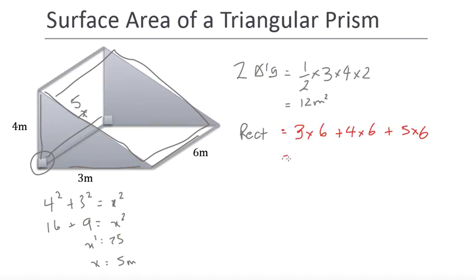So there's all 3 rectangles done. This takes a little bit of work. If you're using a calculator, it's alright. So that's 30 and 24 is 54, plus 18 is 72. So we write 72 meters squared. Do that in your calculator.